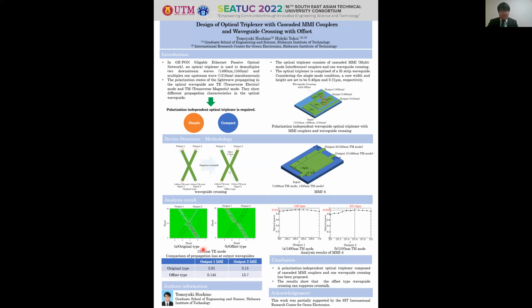The lower the polarization loss at output 1, and the larger the polarization loss at output 2, the closer the result is to what I want. The result shows that you can suppress crosstalk by taking offset at the crossing area.